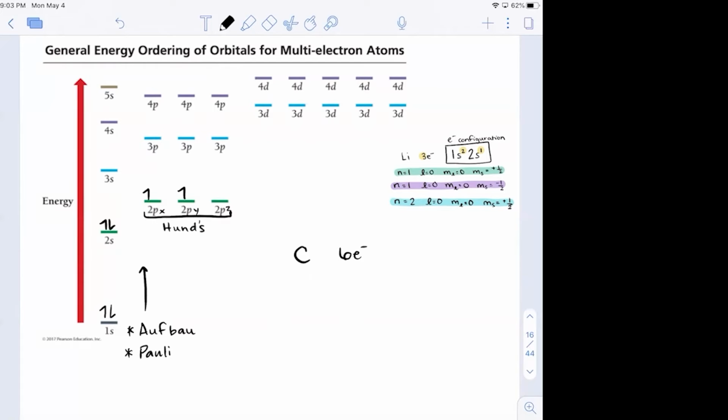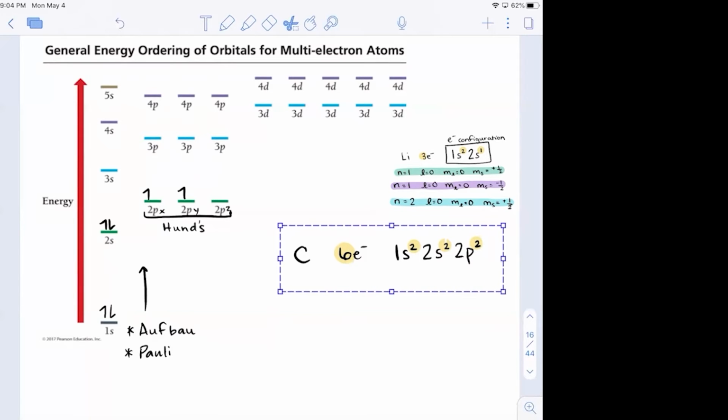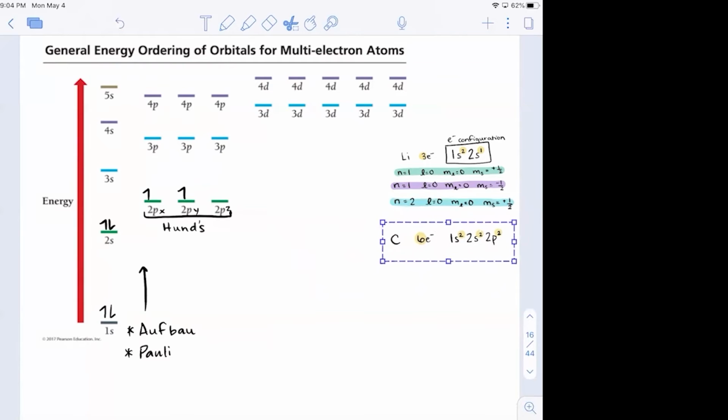Now, shorthand electron configuration here. 1s2, 2s2, 2p2. We do not see Hund's rule with the idea of the x and the y and the z, but we know it's there. It's understood for chemists. This is the full electron configuration then for carbon. Let's do another one.